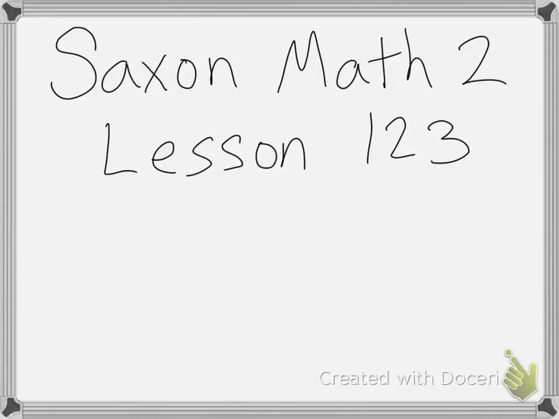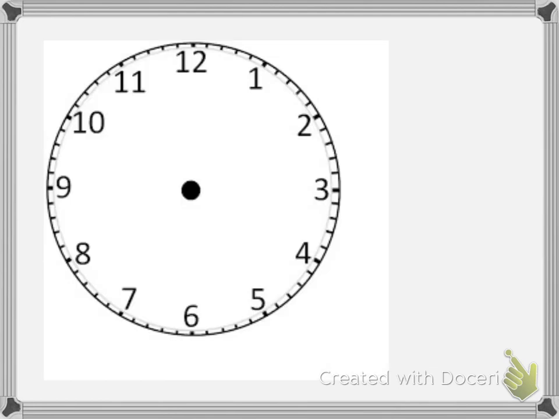Today's lesson is lesson 123, telling and showing time to the quarter hour. So first I'm going to draw a vertical line to divide my clock face in half. It would look like this.